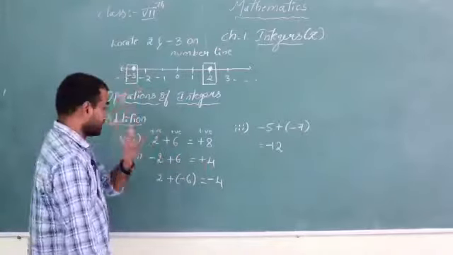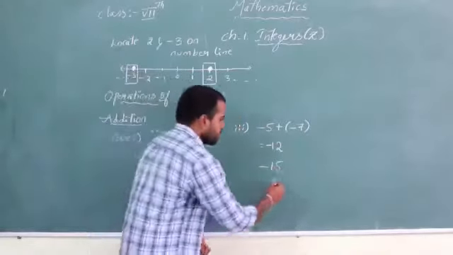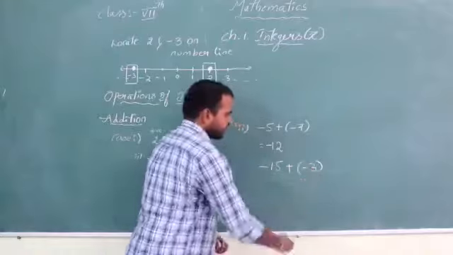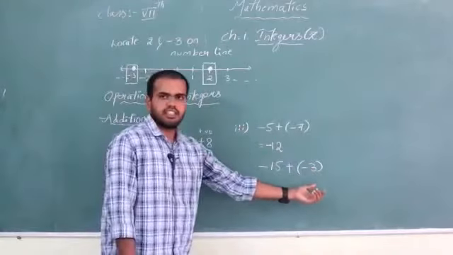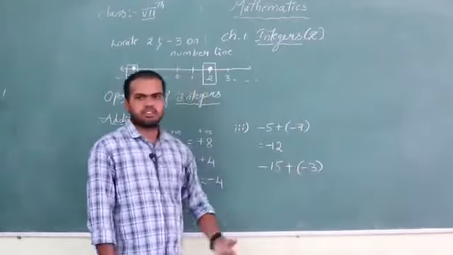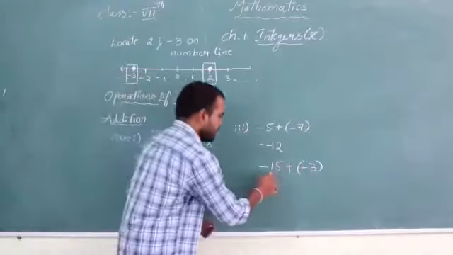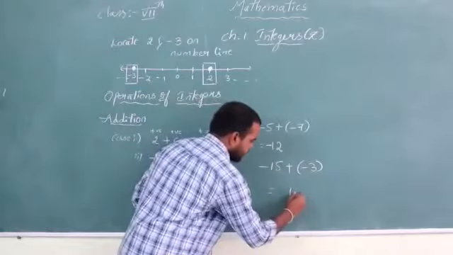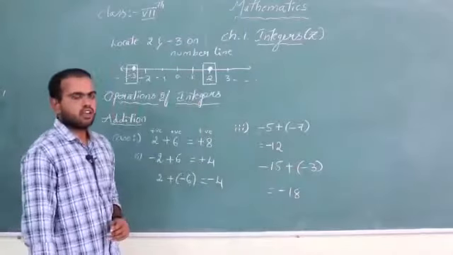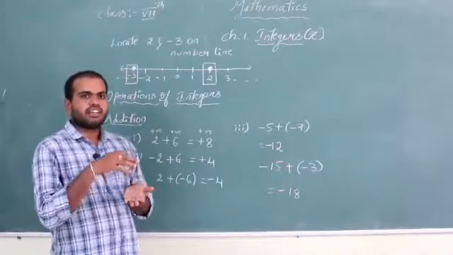Understood? See one more example. I am taking one number minus 15 and one more number minus 3. Both the numbers I am adding now. If you are adding two negative numbers, what do we have to do? We have to add the numbers, do the sum first. 15 plus 3, how much is it? 18. And which sign do we take? We take the negative sign. So these cases you have to remember, then only you will come to know how to add the integers.